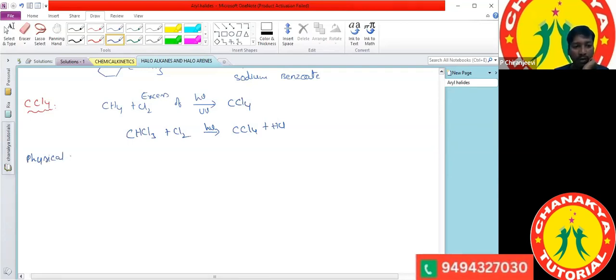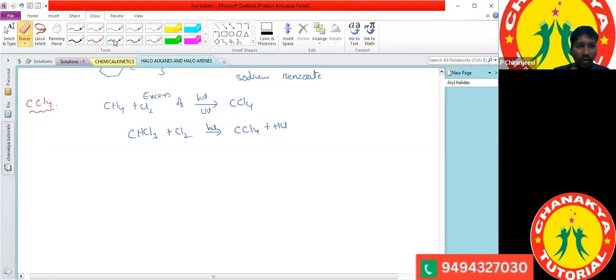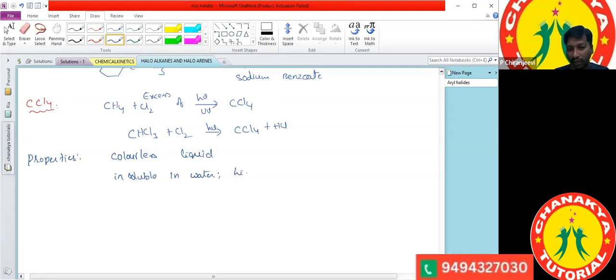Physical properties. So what are the physical properties? Physical and chemical properties here simply mean the properties of carbon tetrachloride. So what are the properties? It is a colorless liquid, and insoluble in water. Highly soluble in organic solvents.